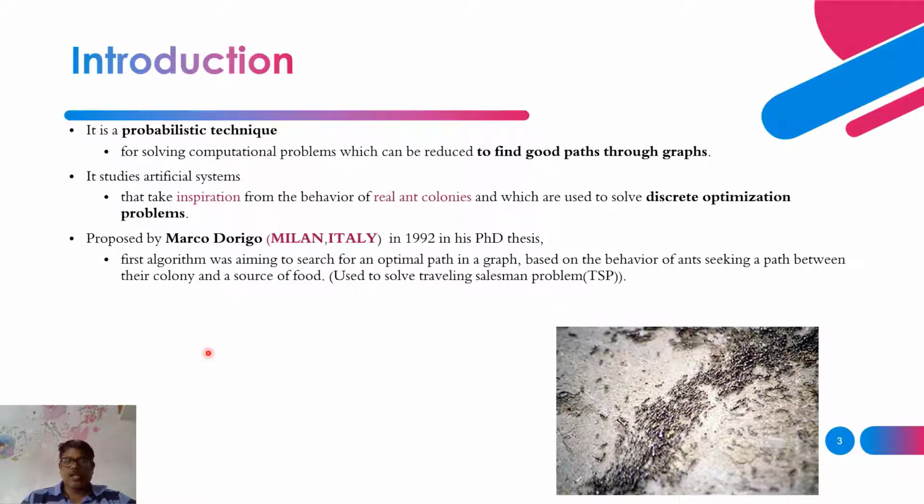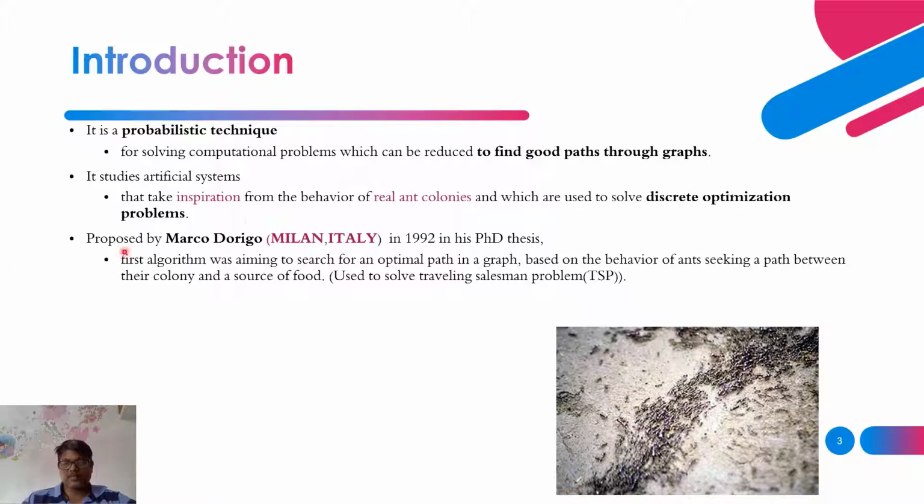So, introduction. Ant colony optimization is a probability-based technique which is used to solve computational problems and which can be reduced to finding good paths through graphs. It studies artificial systems that take inspiration from the behavior of real ant colonies and which are used to solve discrete optimization problems.